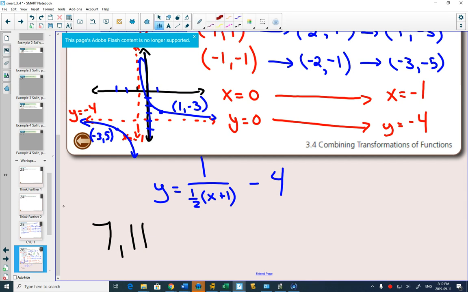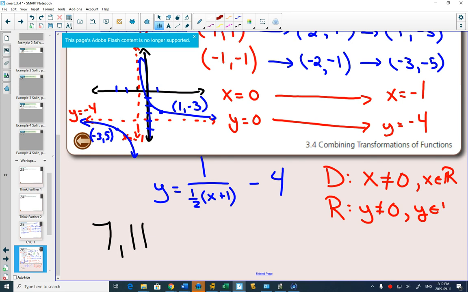With our original one, this is a good one to do domain and range because it has asymptotes. Can you see that the domain was everything except for the one asymptote? So the way that we write that is we say x can't equal 0, but x is everything else. And our range is everything except for the asymptote, so we say that y can't equal 0. Y could equal everything else.